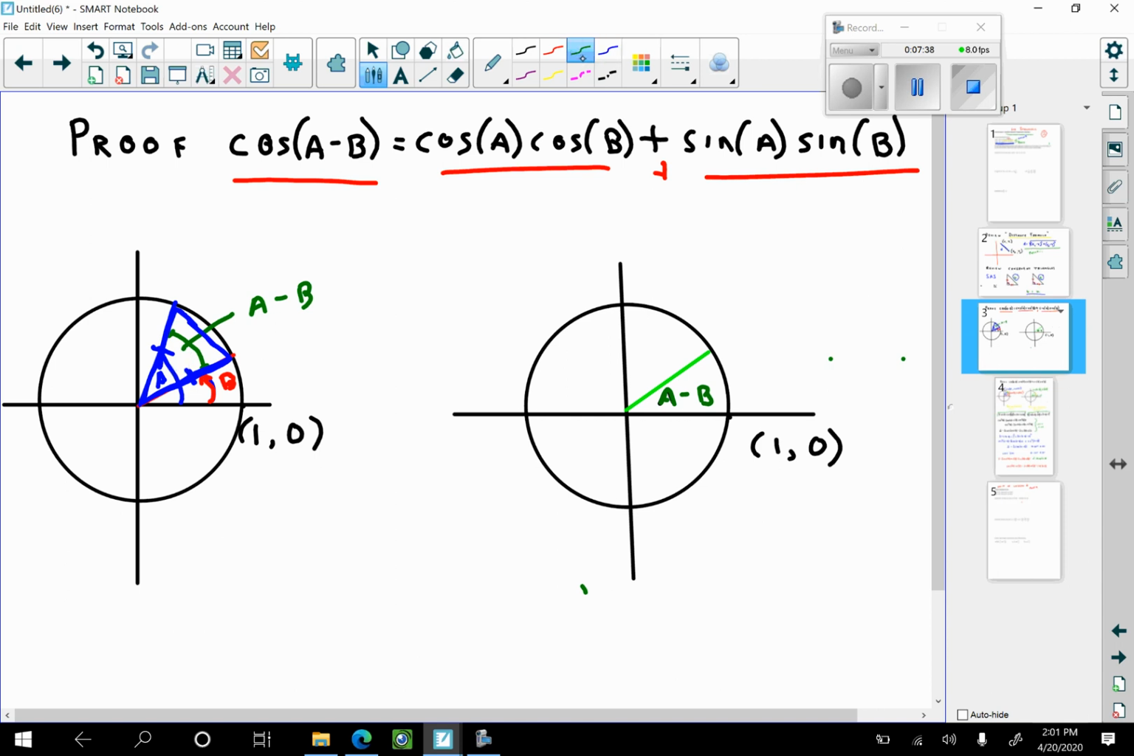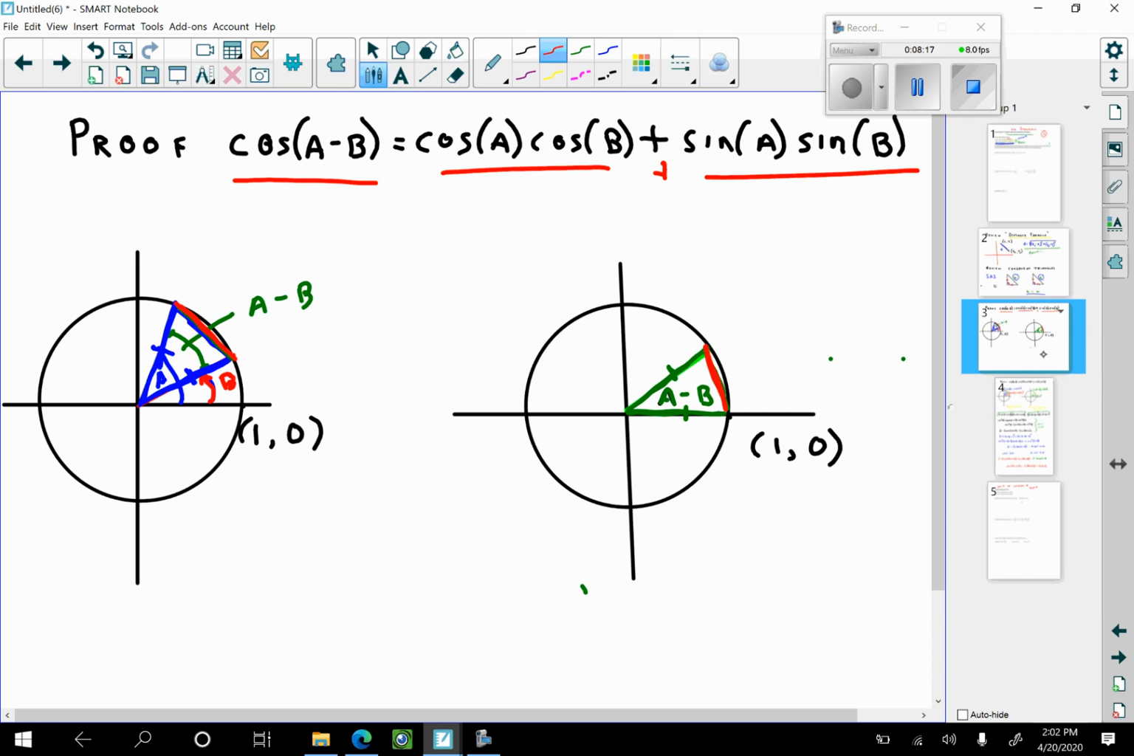Compare that with this triangle over here. Both of these segments are 1, and this angle is A minus B. So what do I know about this blue triangle and this green triangle? They are congruent triangles. Let's do this segment in red. That segment has the same length as that segment because those triangles are congruent by side-angle-side.